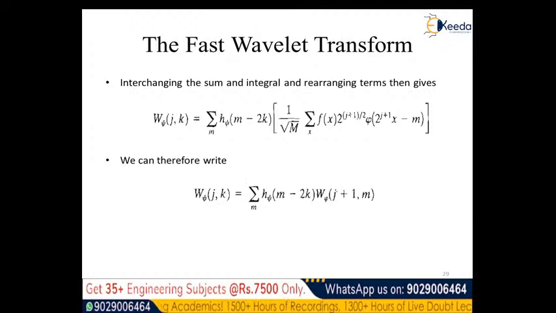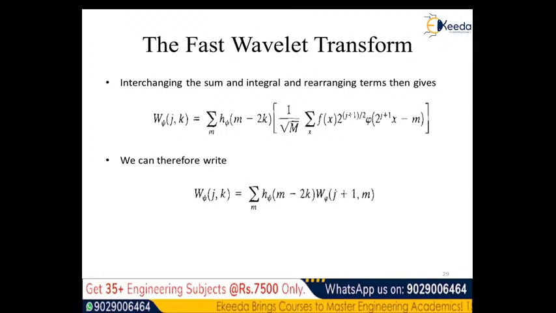So therefore we can have the representation in the simplified form, that it is W_ψ(j,k) in terms of the summation with the index variable m for multiplication of the vector h_ψ(m minus 2k) with that of the W_φ(j plus 1, m) here. So this was all we can represent up till now here.